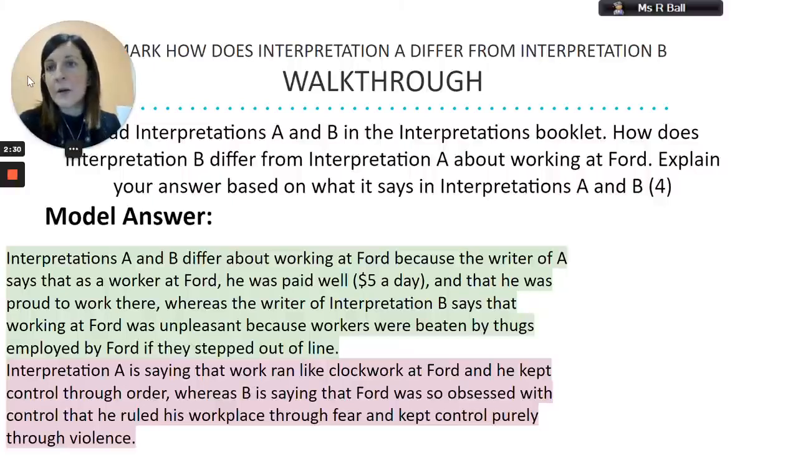If you look at the model answer here, you can see that I've pointed out two main differences. Interpretations A and B differ about working at Ford because the writer of A says that as a worker at Ford, he was paid well, that he was proud to work there, whereas the writer of interpretation B says that working at Ford was unpleasant because workers were beaten by thugs employed by Ford if they stepped out of line. And what's highlighted in red there just highlights a second difference.